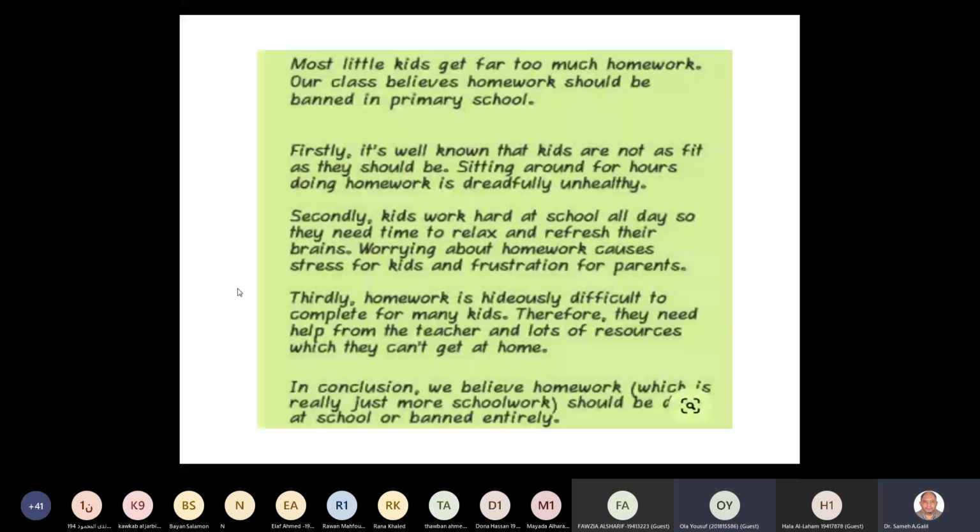That's interesting. Thank you, Ola. Can we have somebody else? Doctor, I agree with Ola, like a mother. Yeah, okay, go ahead. We don't need too much homework for the kids because there's too much stress for them. The activity is more helpful for the kids, or no more homework, please.